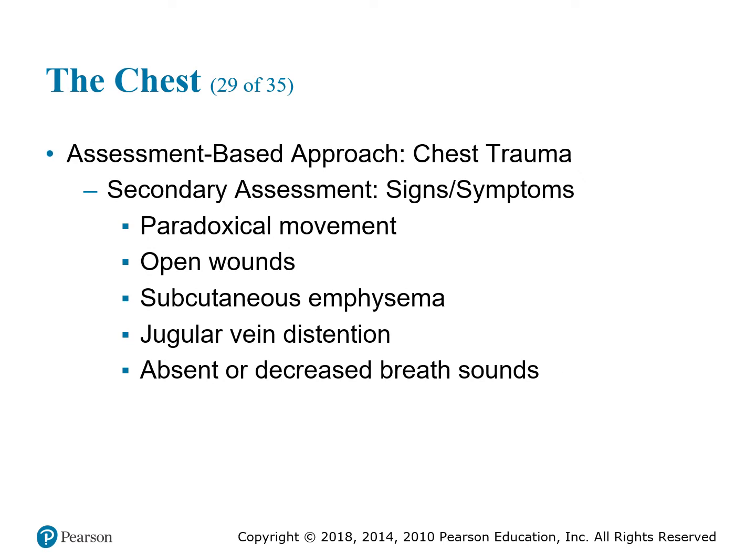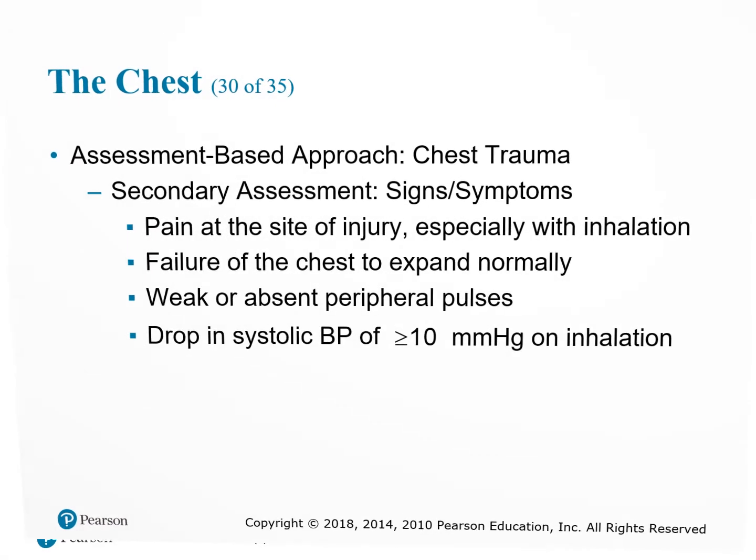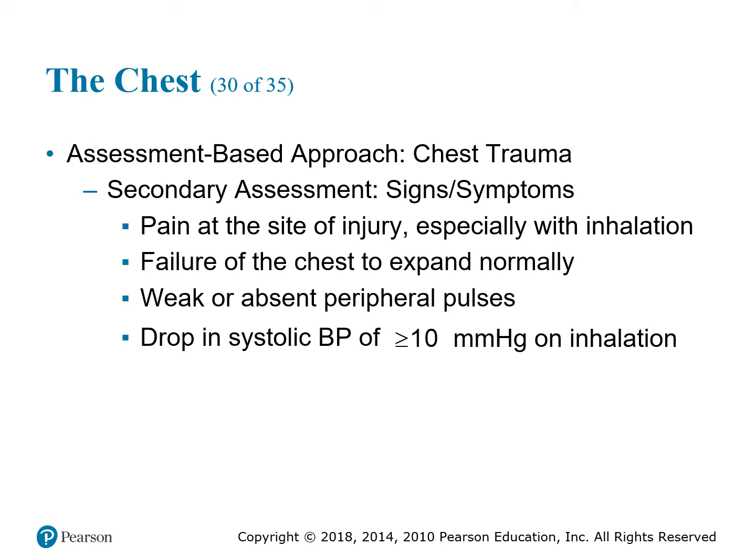Look for paradoxical movement. Look for open wounds, subcutaneous emphysema, jugular vein distension, and absence or decreased breath sounds. Pain at the site of injury, especially with inhalation. Failure of the chest to rapidly expand or expand normally. Weak or absent peripheral pulses, or a drop of systolic blood pressure of greater than 10 millimeters of mercury on inhalation.